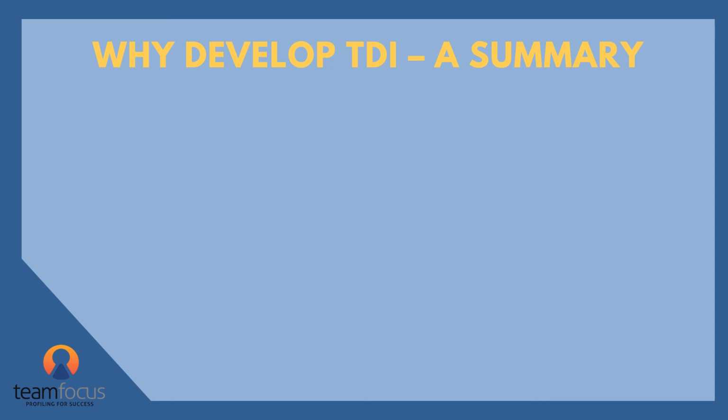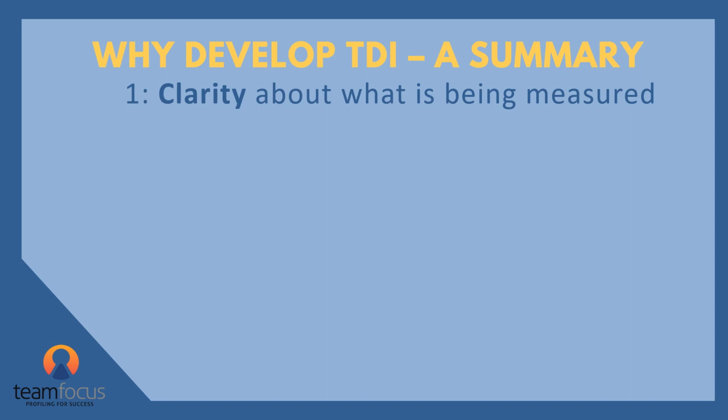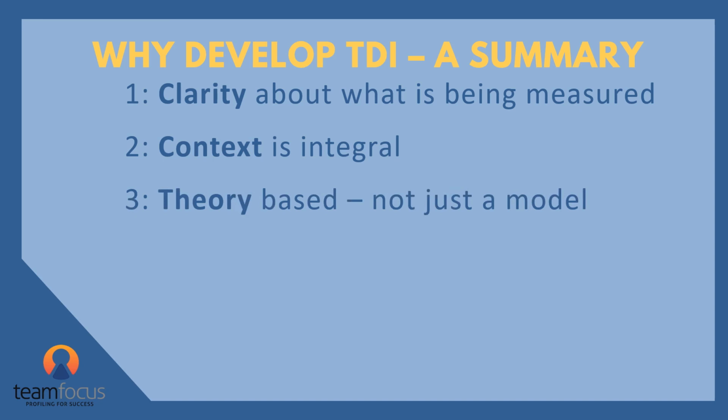For those who like to capture things succinctly, let me summarize. There is a need for a system that achieves the following. We need greater clarity, not only about what is being measured, but also about what we really mean by personality. And we should no longer ignore context. It is integral to understanding people better. And we need better theories. Personality is often presented as a model, such as the Big Five, which is really just a structure. The real value is when the model has an underpinning theory which generates ideas and provides directions and options.